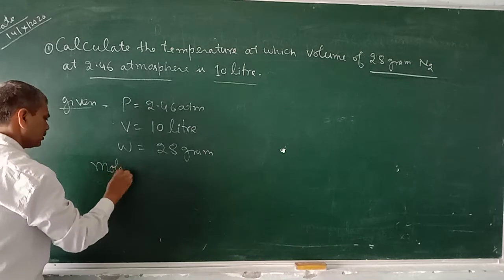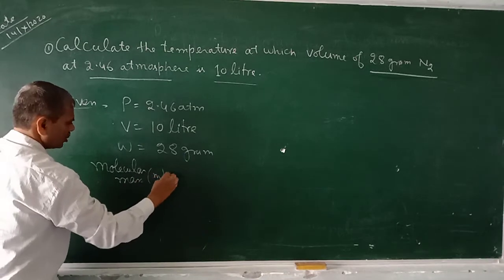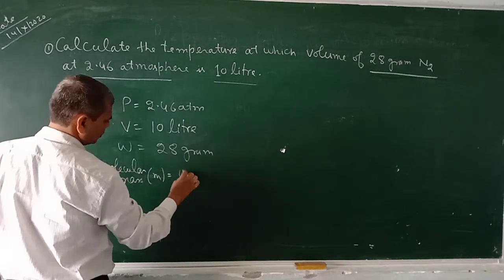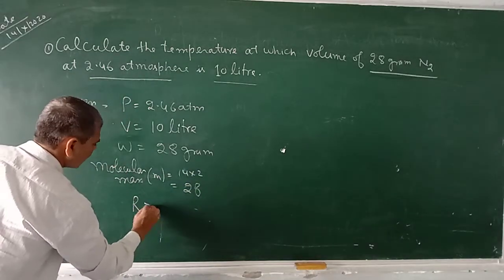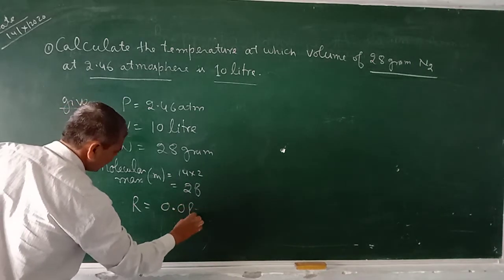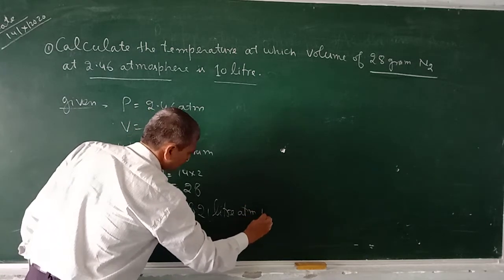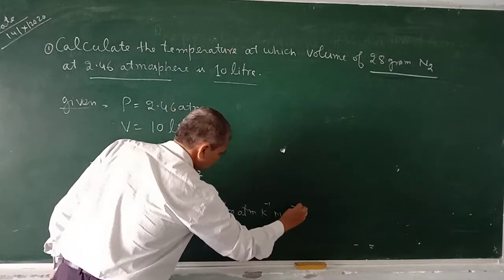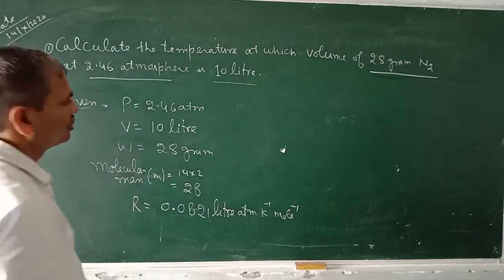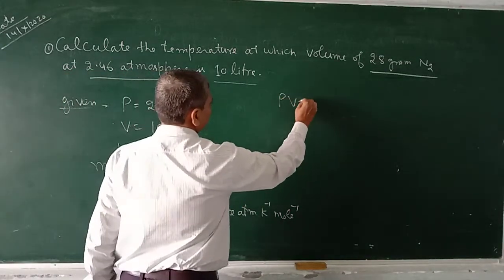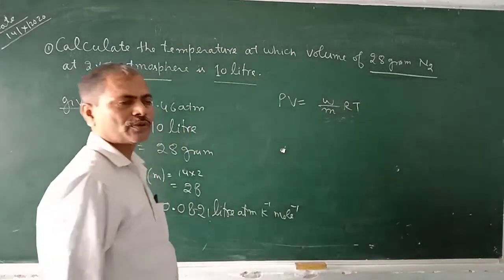Molecular mass of nitrogen will be 14 into 2 is equal to 28, and R is already known, that constant 0.0821 liter atm Kelvin inverse mole inverse. You have to calculate the temperature. The formula you have to use is PV is equal to W by m RT. This formula is to be used for solving the numerical.